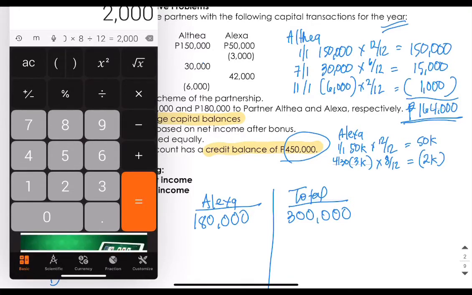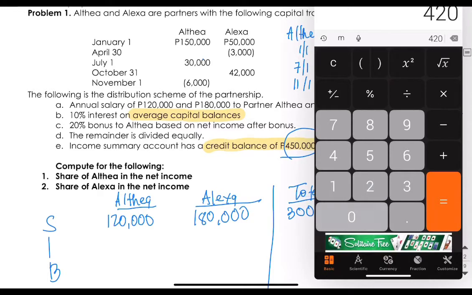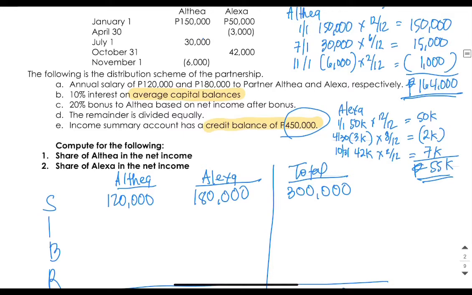And then lastly, October 31, in the amount of 42,000. Okay, from October 31 to December 31, we have 2 months again. So 2 divided by 12. So that will give you 42,000 times 2 over 12. So that is 7,000. Okay, so the weighted average capital balance of Alexa amounted to 55,000. You can do this mentally. So now, if the interest is 10% based on these capital balances, for Althea, this is 16,400. While for Alexa, this is 5,500. So that is for a total of 21,900.